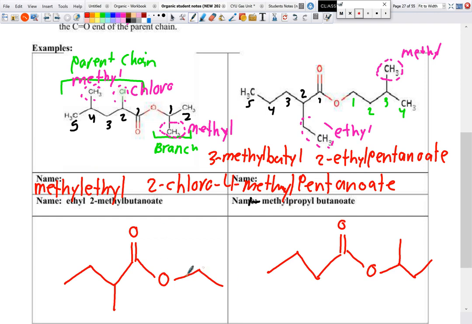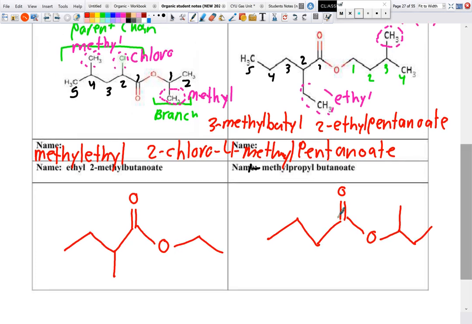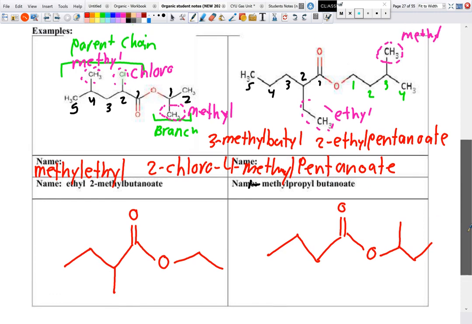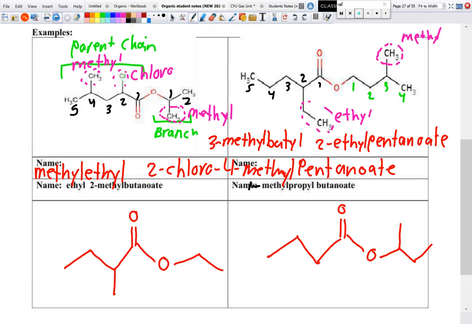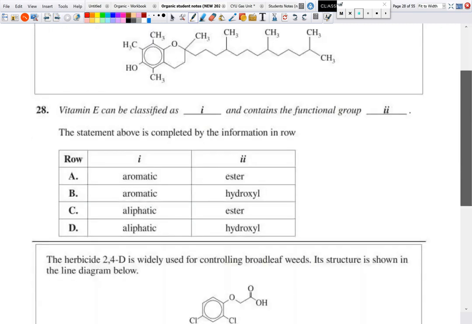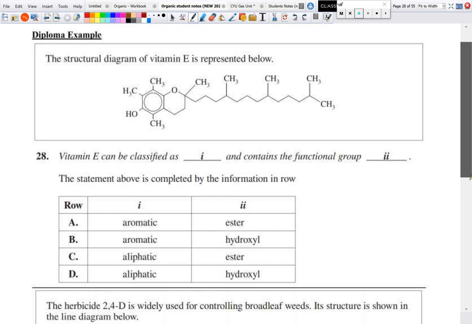So we have our 2-carbon chain off our oxygen right here, so that's where that ethyl came from. And the 2-methylbutanoate, well, we have 1, 2, 3, 4 carbons with a methyl off carbon 2. All right, and of course our other one, our 1-methylpropylbutanoate, looks something like that as well. So that is the rest of our hydrocarbon derivatives. There is a little diploma example or 2 on the back of these right here.